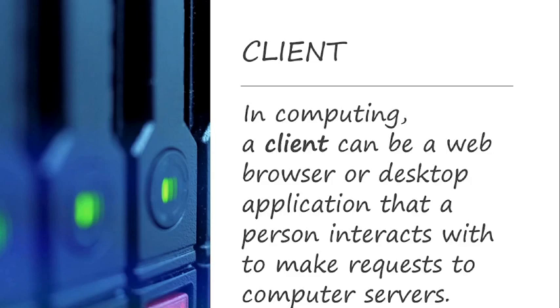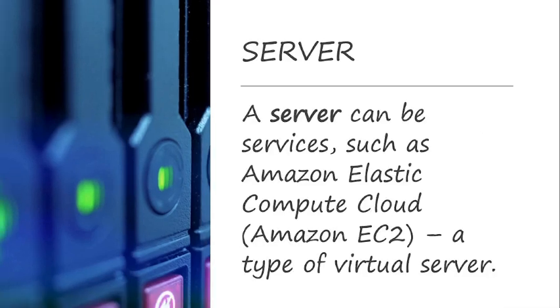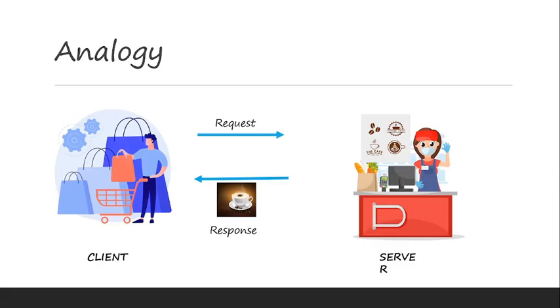In computing, a client can be a web browser like before or a desktop application that a person interacts with to make requests to computer servers. And a server can be a service like the one from which we received news articles, or it could be Amazon Elastic Compute Cloud, a type of virtual server.